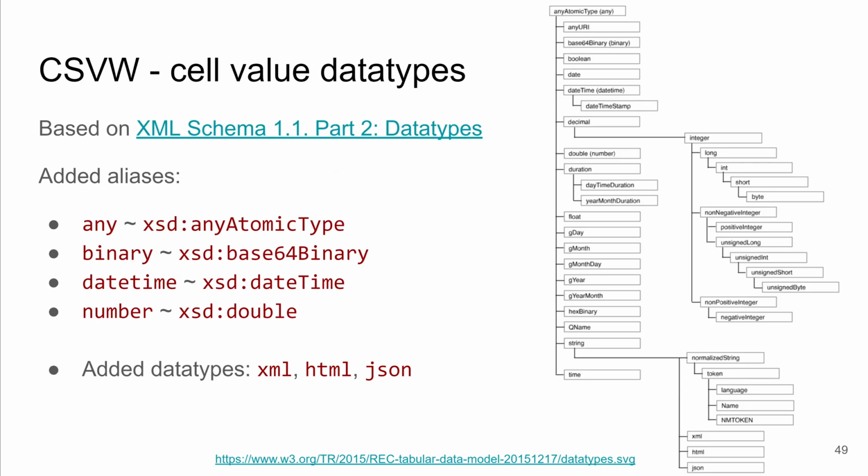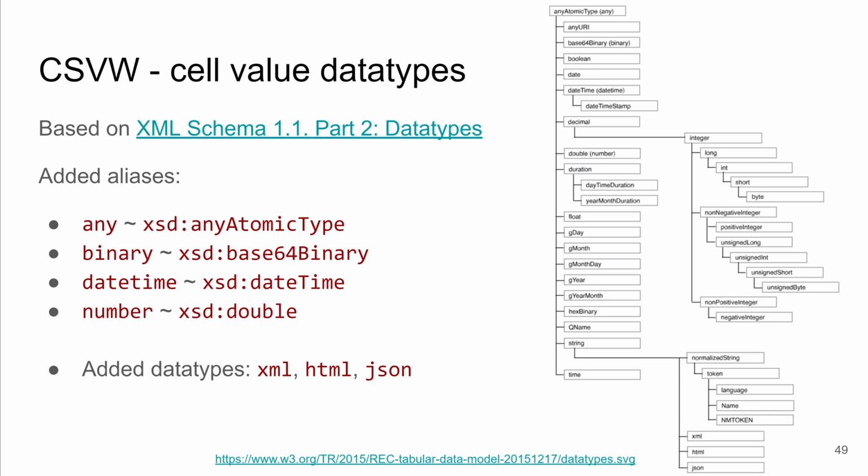Now the data types. The data types are once again based on XMLSchema data types. In addition, CSV on the web defines aliases so that we do not have to use the prefixed or compact IRIs. So if the data type is any, then it's okay to use just the any word. The same goes for binary, datetime, and number. And they are aliased in the JSON-LD context to those IRIs that you can see. And there are also added data types which are not present in the XMLSchema list, and those are XML, HTML, and JSON, which means that you may have XML, HTML, or JSON as a data type of a cell of a CSV file.